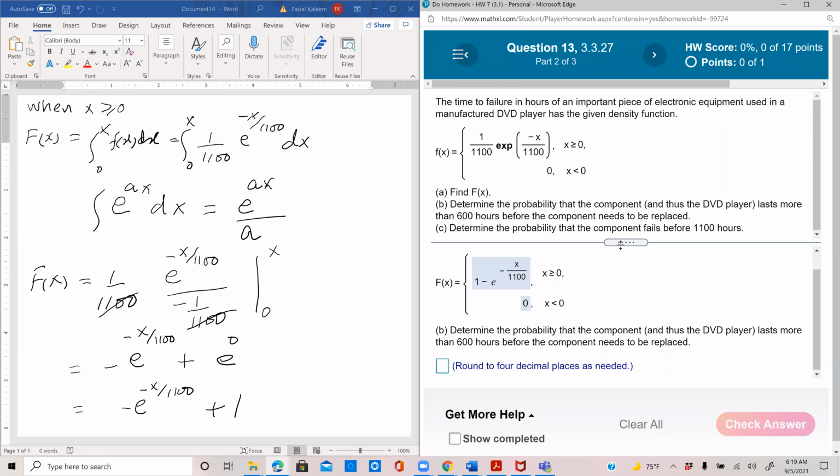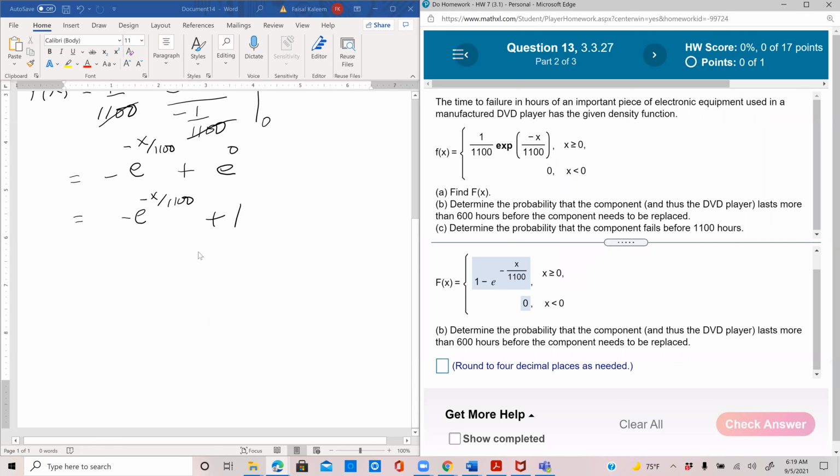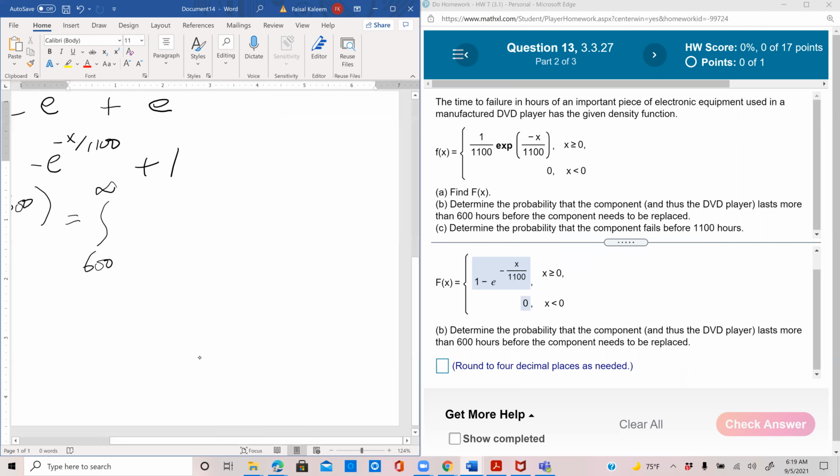Determine the probability that the component, and thus the DVD player, lasts more than 600 hours before the component needs to be replaced. Lasts more than 600 hours. So probability x is more than 600. So x is greater than 600, and that would be the integral from 600. Basically you have to see where this goes on the number line. Greater than 600 means 600 to infinity.